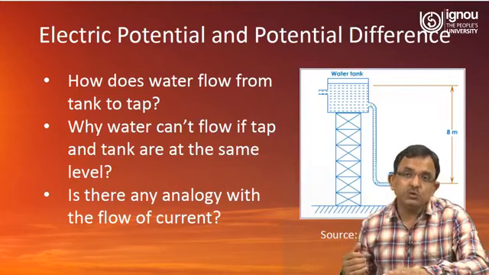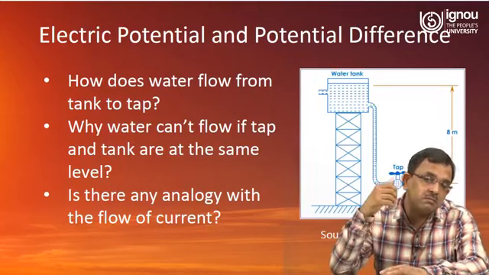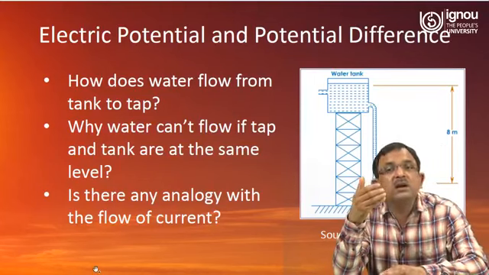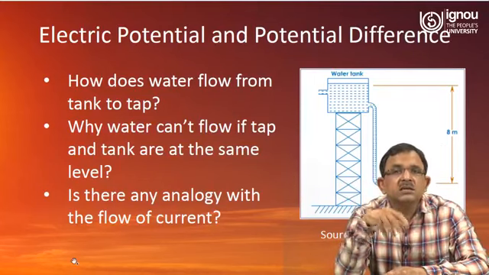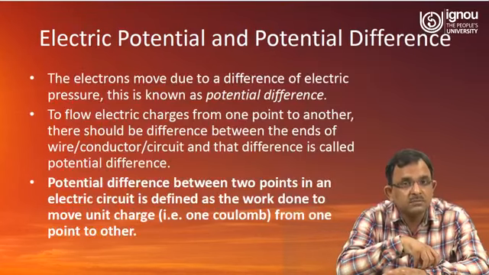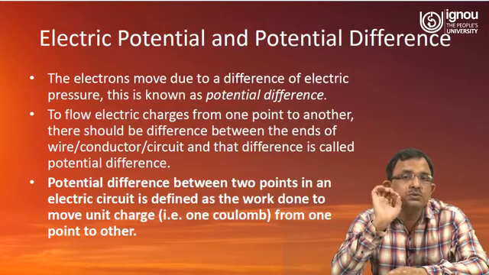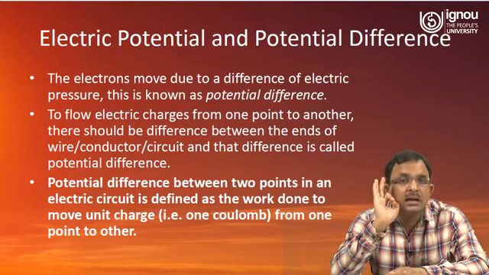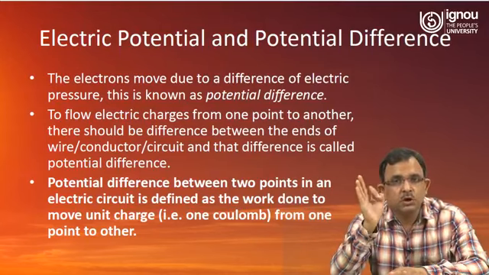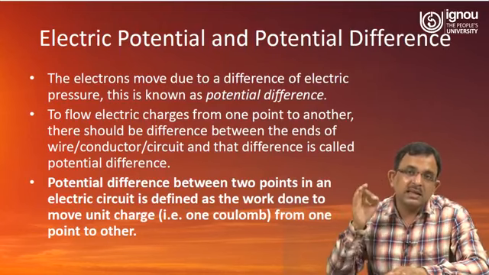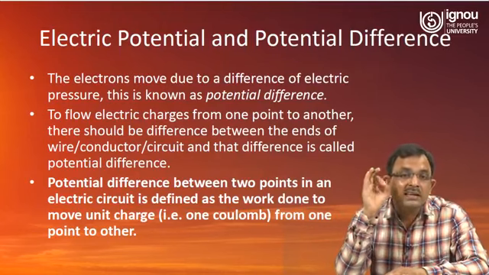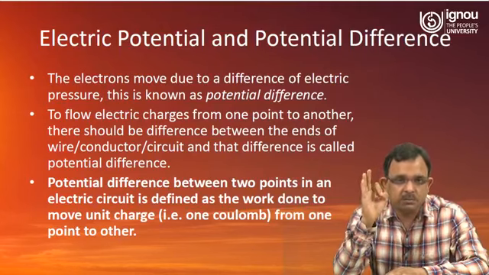Why you need to do this activity? Otherwise they will face difficulty in understanding the concept of potential or potential difference. So here you can tell them that electrons move due to a difference in the electric pressure, which is known as potential difference. So like water exerts pressure, air exerts pressure, there is also an electric pressure.